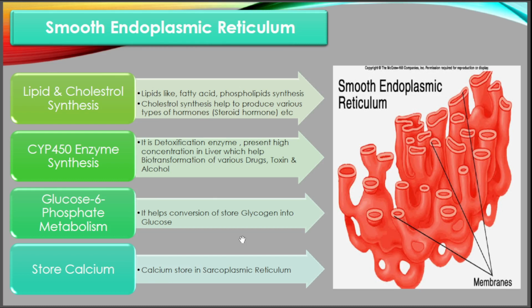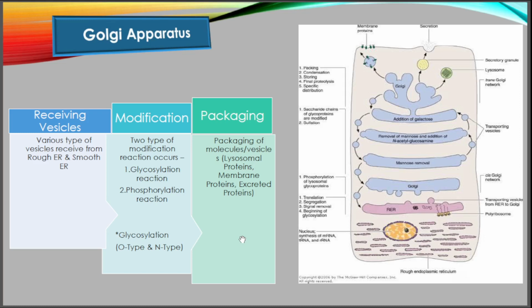Now, all these things which are synthesized from the smooth endoplasmic reticulum get packed into the vesicle and are transferred to the Golgi apparatus. So the next organelle we have is the Golgi apparatus, also called the Golgi bodies. Now these Golgi bodies are responsible for the modification of the proteins.